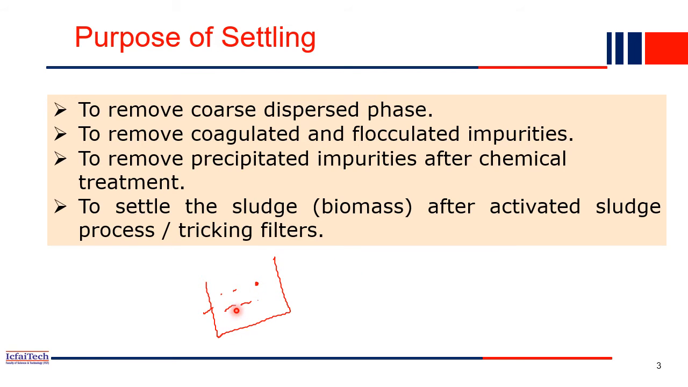So in the primary sedimentation tank, our main objective is to remove the coarser particles, not the fine particles, not the dissolved solids. We are not removing those here, we are removing only the bigger, larger particles. Okay, so to remove the coagulated and flocculated impurities, to remove the precipitated impurities after chemical treatment. So this settling chamber may be constructed in many phases. As I mentioned, after the aeration takes place, water comes to this chamber, and from this chamber it goes to the next step.